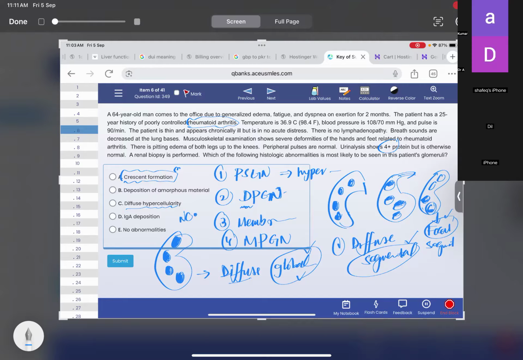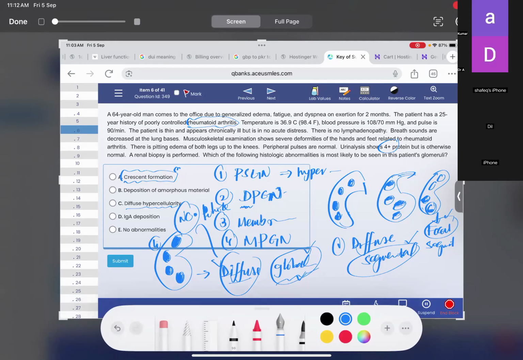Don't confuse number and whole. If all the numbers are involved, we call it diffuse. We have four, all the four are involved, we call it diffuse. But if the whole parts are involved, we call it global. You will understand it with the coming questions where we discuss focal segmental glomerulonephritis and all these.